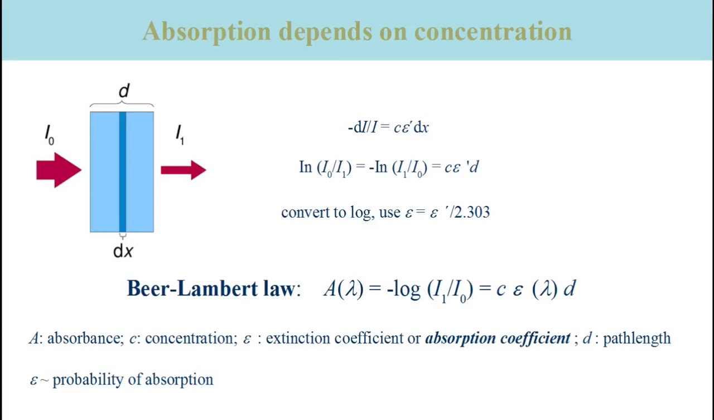The value epsilon max for electronic transitions of typical chromophores varies over a wide range from as little as 1 per molar and per centimeter to more than 10 to the 5 per molar and per centimeter. Epsilon max depends also on the molecular energy subsystem. For example, the absorption coefficient for vibrational transitions is typically a factor of 100 to 1000 lower than that of electronic transitions.